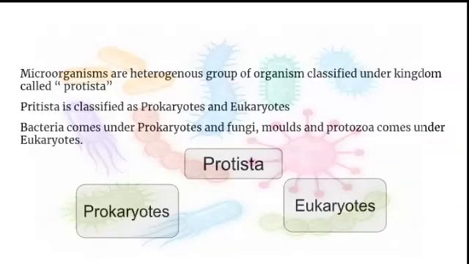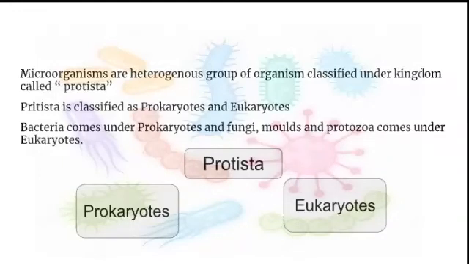So what is a microorganism? Microorganisms are a heterogeneous group of organisms which are classified under the kingdom called Protista. Like plants and animals, there is a kingdom called Protista where the microorganisms come under. This Protista is again divided into prokaryotes and eukaryotes. Bacteria come under prokaryotes, and fungi, molds and protozoa come under eukaryotes.